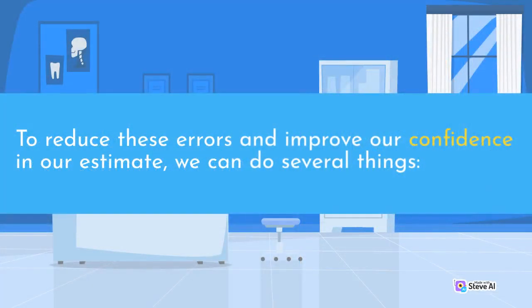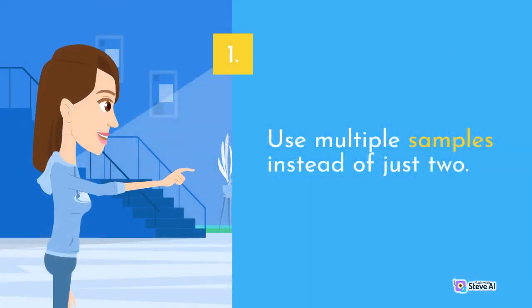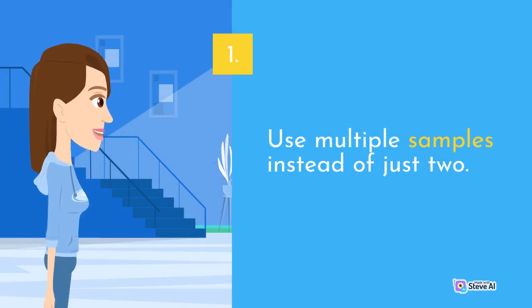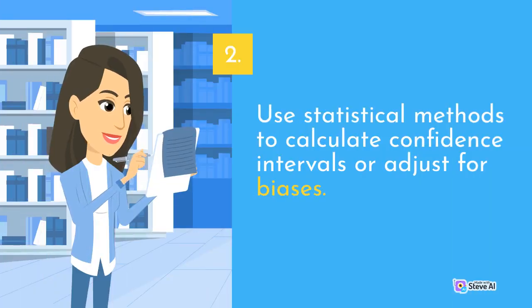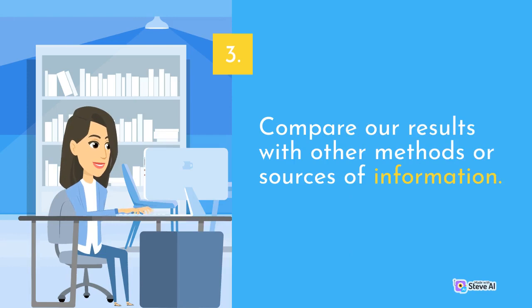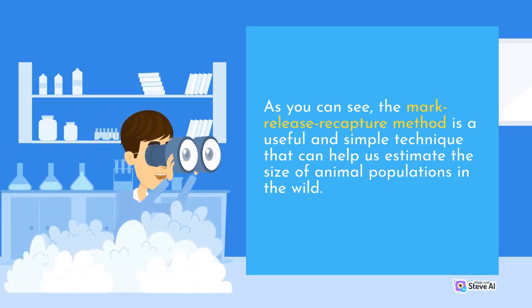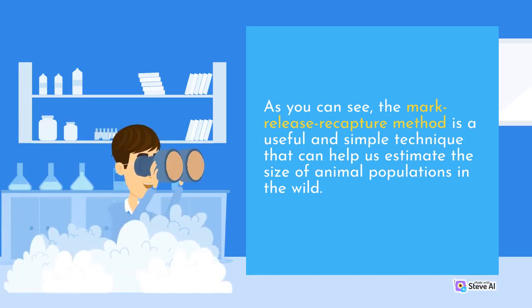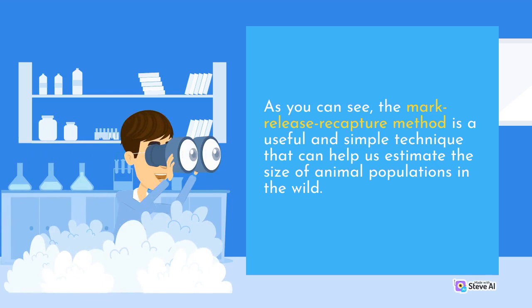To reduce these errors and improve our confidence in our estimate, we can do several things. Use multiple samples instead of just two. Use statistical methods to calculate confidence intervals or adjust for biases. Compare our results with other methods or sources of information. As you can see, the Mark-Release-Recapture method is a useful and simple technique that can help us estimate the size of animal populations in the wild.